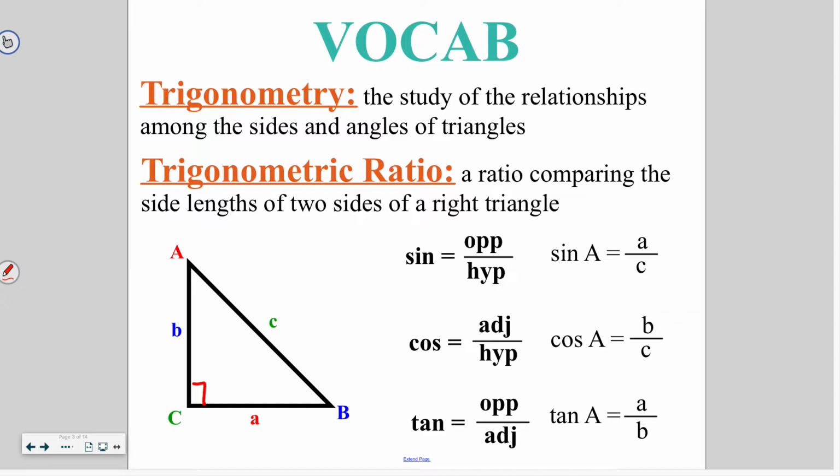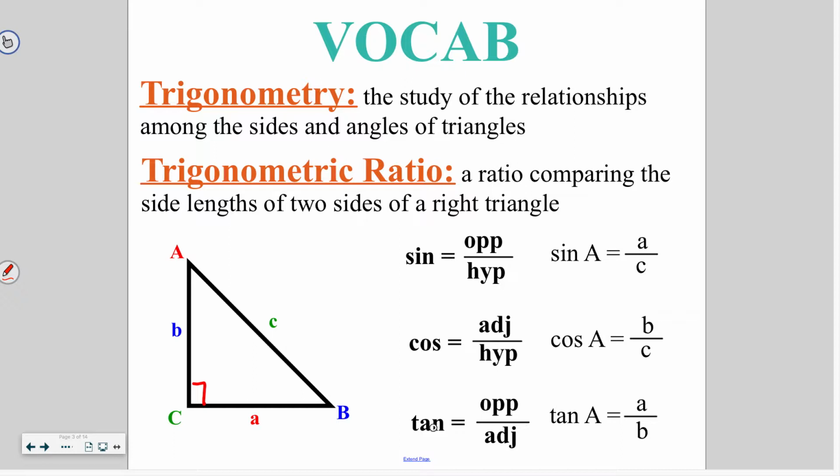Cosine is our next value, and that is adjacent, which means touching the angle, over the hypotenuse. So if we're looking at the cosine of A, I want side B, that adjacent side that's touching the angle, so B over the hypotenuse. So again, cosine of A is B over the hypotenuse.